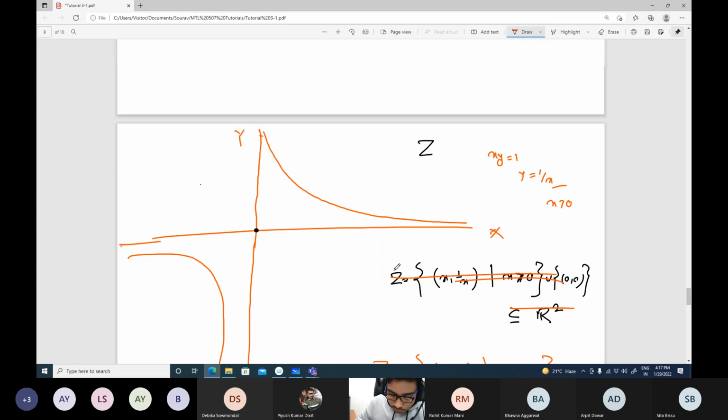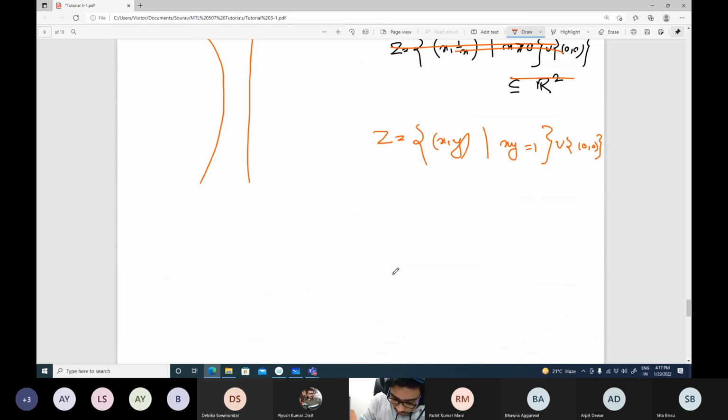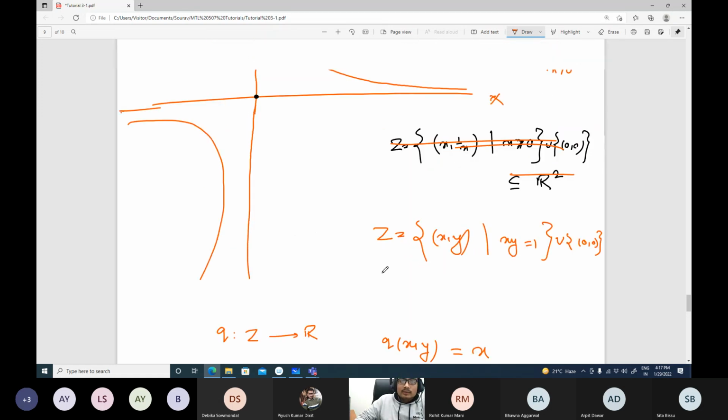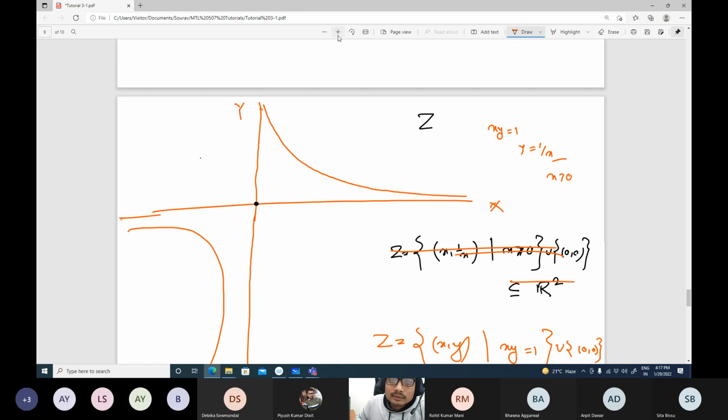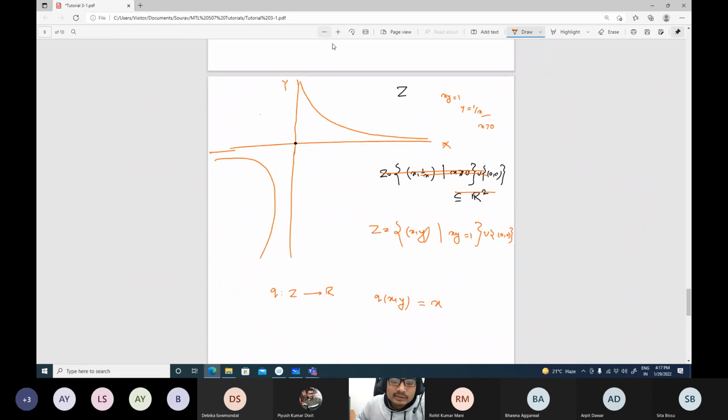Now we take the projection. Now we take q from Z to R as a projection. The first projection means q of (x, y) is equal to x. अभी देखो ये मैप कंटिन्यूअस है, yes?